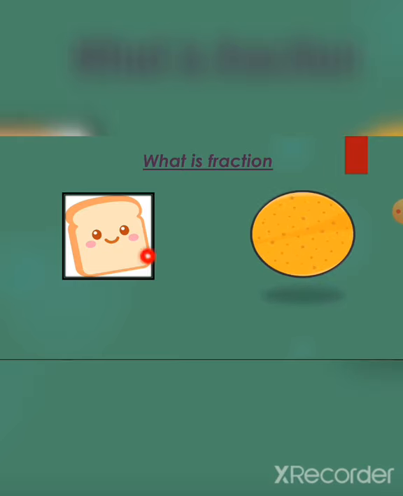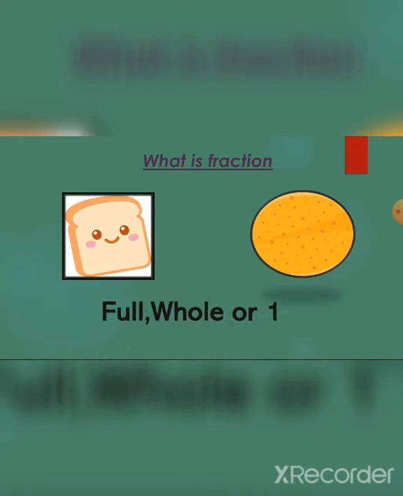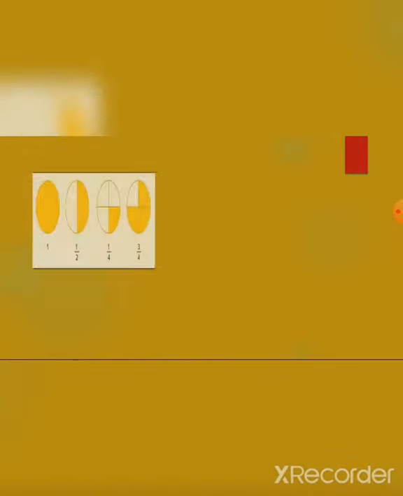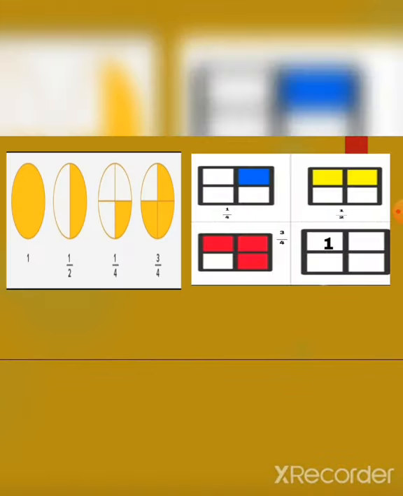Now students, can you see two images on the screen? The first image is of a bread slice, then a chapati. This bread slice is a full bread slice and this is a whole chapati. In words, we can say a whole bread slice or a full chapati, or in numbers we can say one bread slice or one chapati. But if I divide this bread slice and this chapati, we will get the fractions or the parts of this chapati and this bread slice.